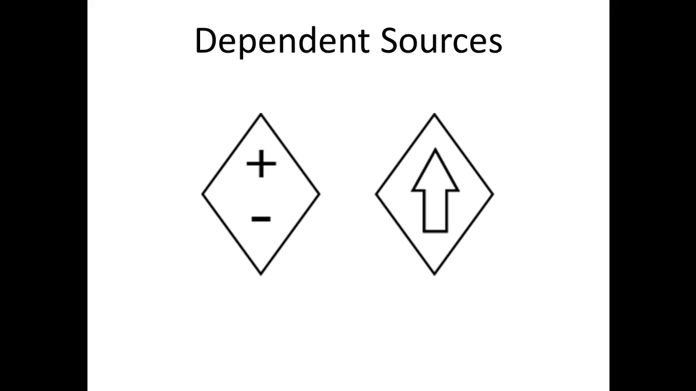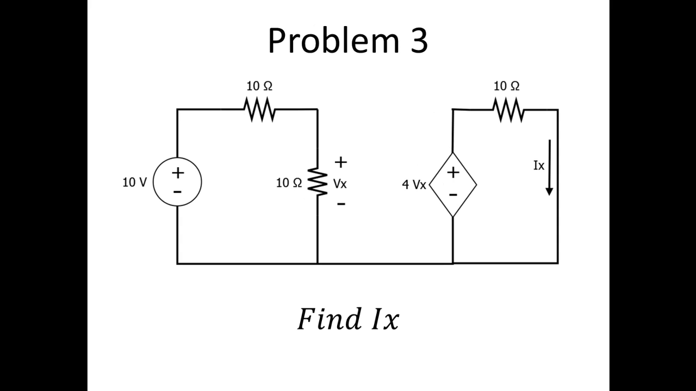Now we're going to talk about dependent sources. In all of our previous examples, we had sources that were independent. Their values were always the same, regardless of what was going on in the circuit. With a dependent source, the value of the voltage supplied or current supplied is dependent on another value calculated elsewhere in the circuit. In this example, we're asked to find Ix.